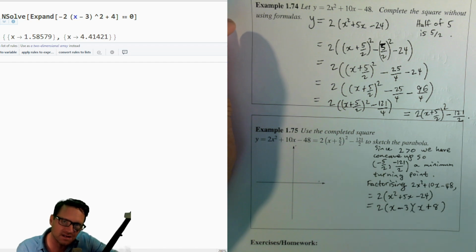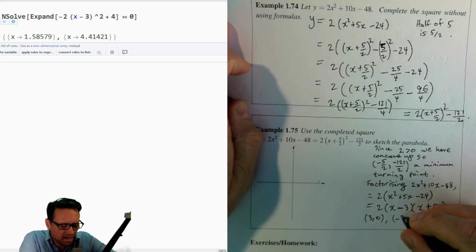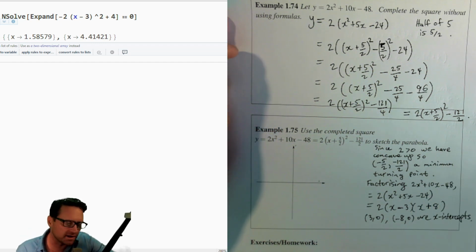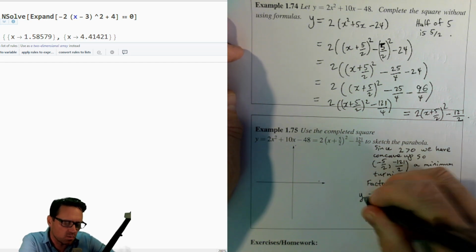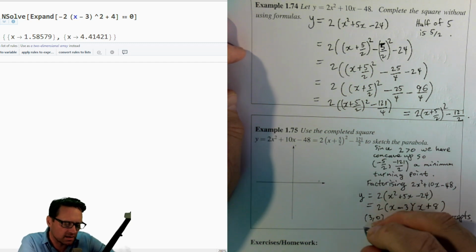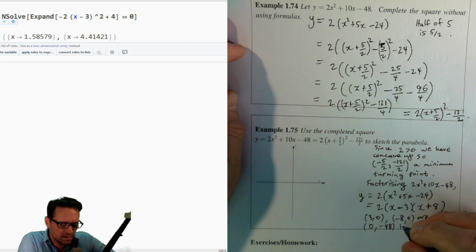So what does that give us? It gives us 2 x-intercept points. So 3, 0 and minus 8, 0 are the x-intercepts. Okay, can we also get a y-intercept? Well, yes, we can when we put in x is 0 into this, right? Because this is our y. We get 2 times minus 24, which is minus 48. So 0, comma, minus 48 is the y-intercept point.